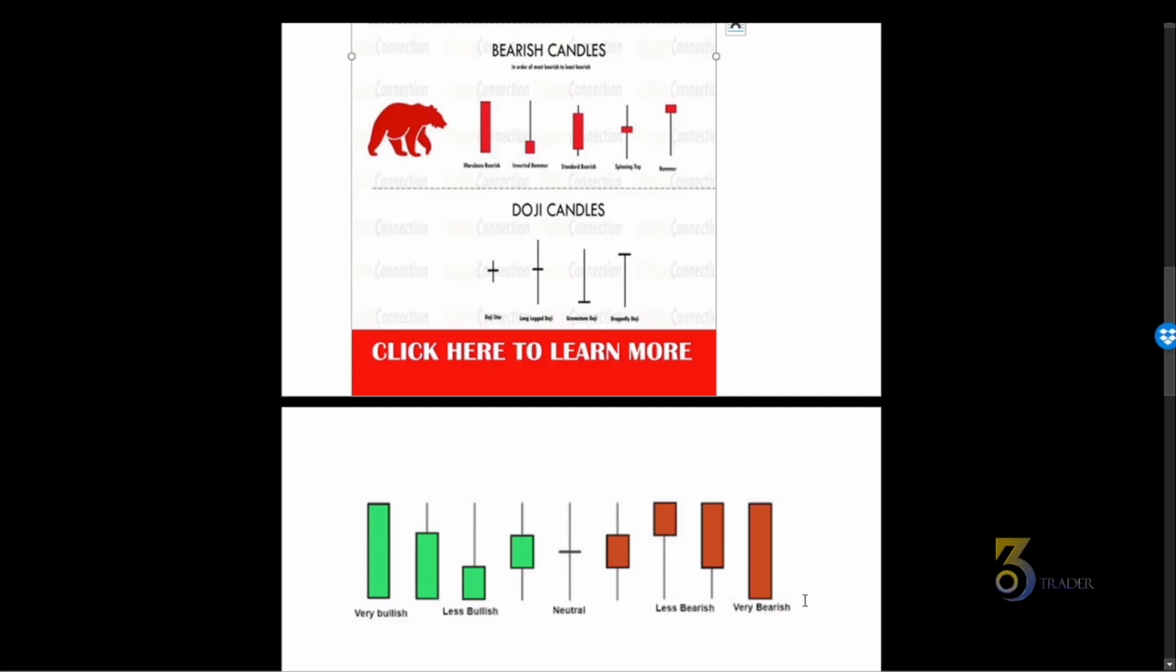I just wanted to show you the progression and how that looks from very bullish to less bullish. So now when you look at a candle, you can be like, oh yeah, that is a bullish candle. Well, that one could be bullish, but depends on how it looks in the chart.